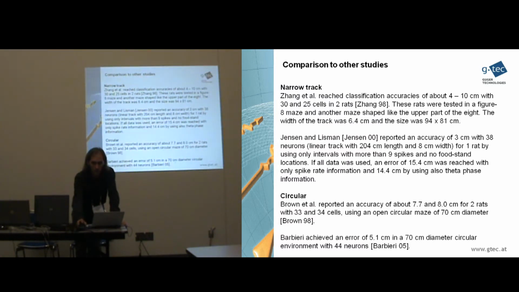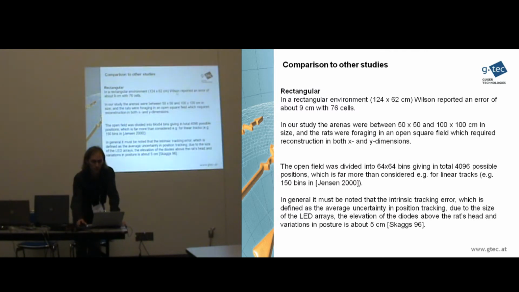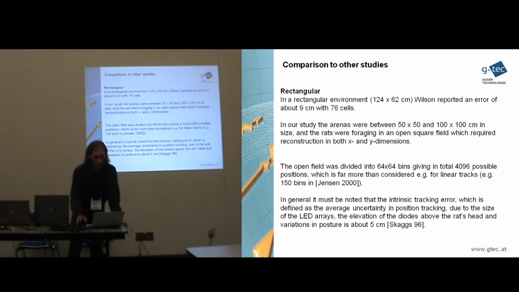Braun, Barbieri achieved about 8 or 5 centimeters with 30 up to 40 cells. And Wilson, in the rectangular environment, had about 9 centimeters with a lot of 76 cells. So in our case, we had a rectangular environment between half a meter and 1 meter. And we divided this rectangular environment into 64 times 64 bins.